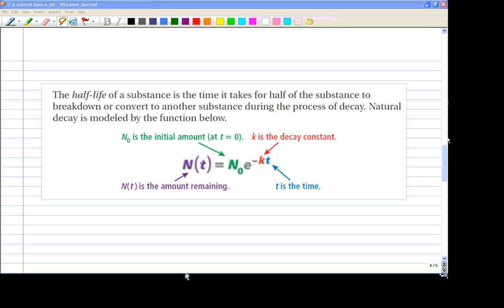The half-life of a substance is the time it takes for half of the substance to break down or convert to another substance during the process of decay. Natural decay is modeled by the function below.